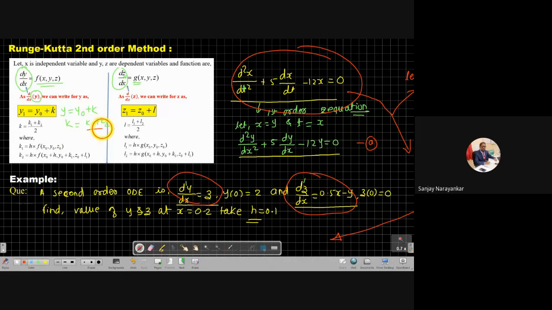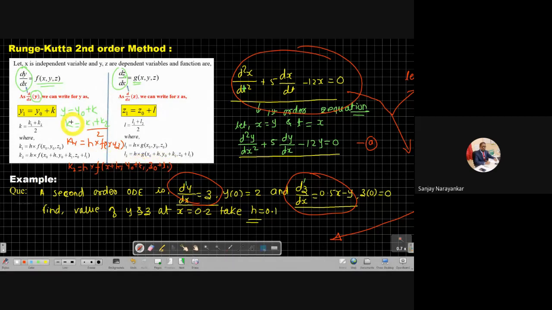Okay, divided by 2. So what is k1? What is k1? K1 is equal to h into f of x, y, z. Okay, and k2 is equal to h into f of x plus h, y0 plus k1 and z0 plus l1.